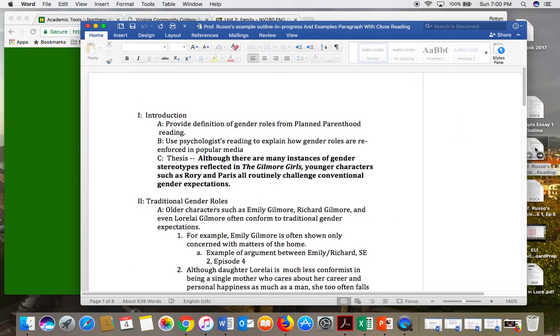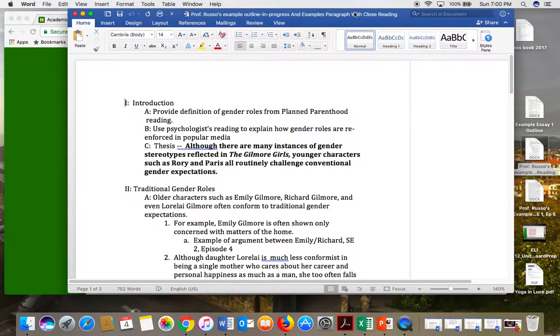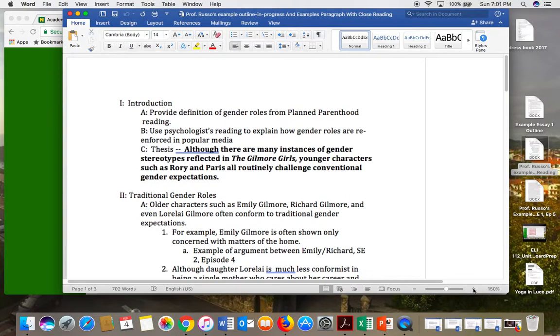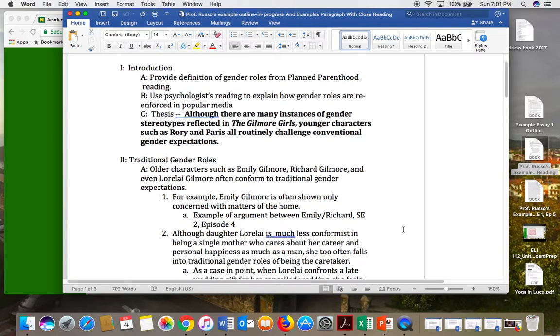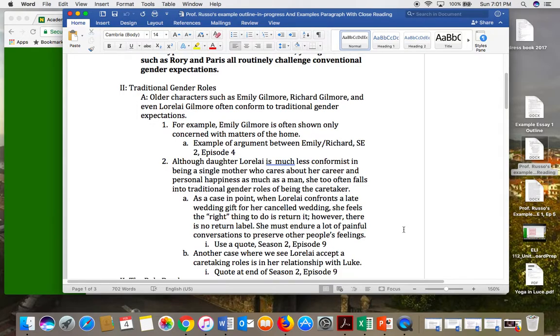Right here, I've got an outline as if I'm writing about the show The Gilmore Girls. Here's my thesis. Although there are many instances of gender stereotypes reflected in the Gilmore Girls, younger characters such as Rory and Paris routinely challenge conventional gender expectations. I'll be posting this in Blackboard as well so you can take a look at it. It's an outline in progress, but you can see that I've got my major claims made.